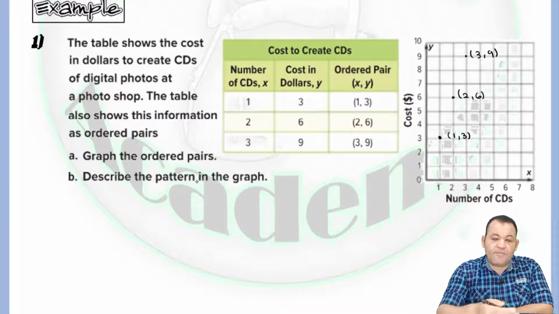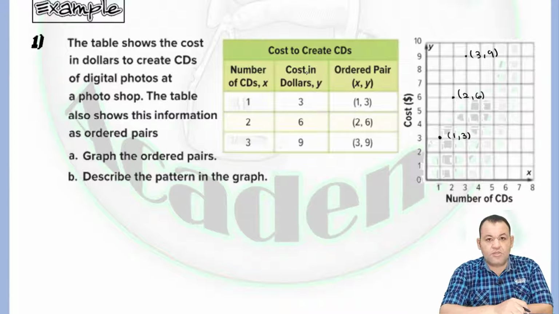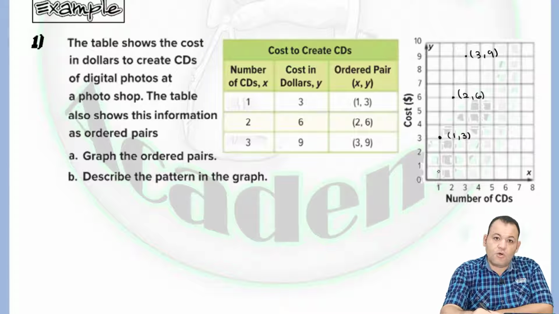Now we need to describe the pattern. What can you see? As we said, we have a relation between the number of CDs and the cost. If you look at the relation, you will find that each time we add 1 CD, the cost will increase by 3. We can explain that by saying if we add 1 CD, the cost will increase by 3. Or we can say the cost of each CD equals $3.